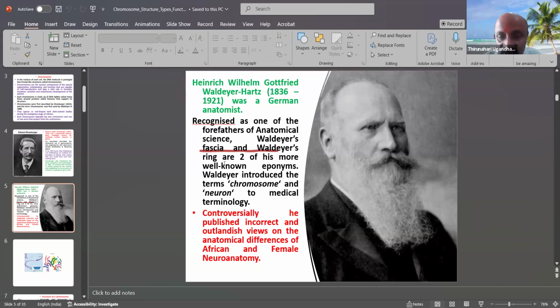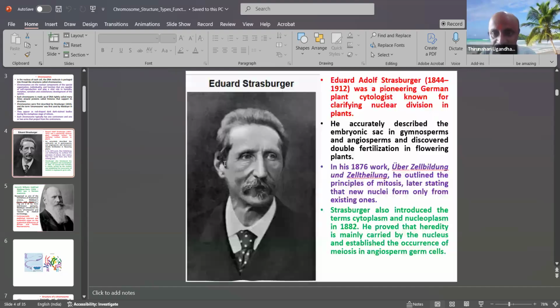He also published views on the anatomical differentiation of male and female neuroanatomy. So this is the first scientist who reported the chromosome. Reporting here means description, which was done by Strasburger, while the naming was by Waldeyer.